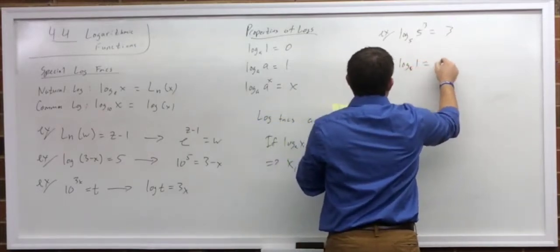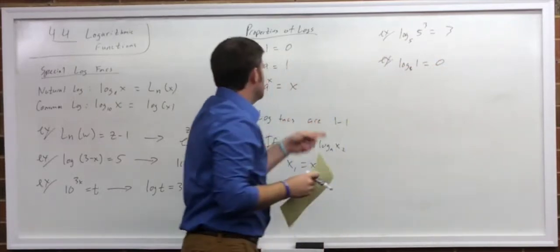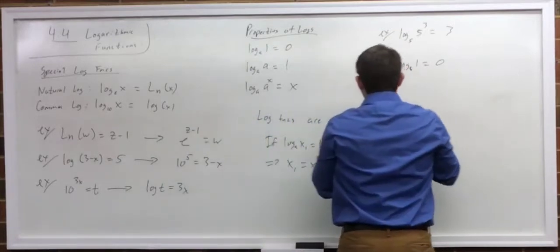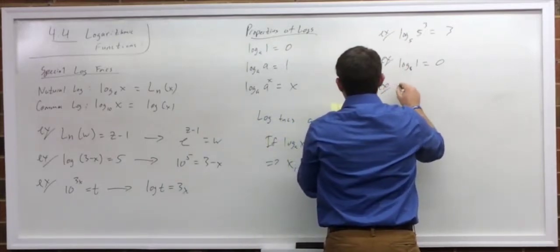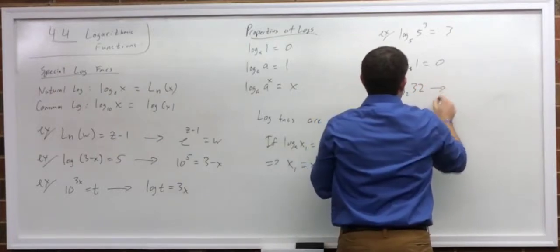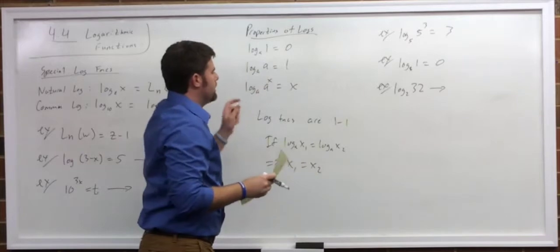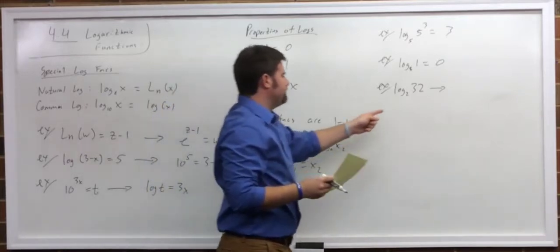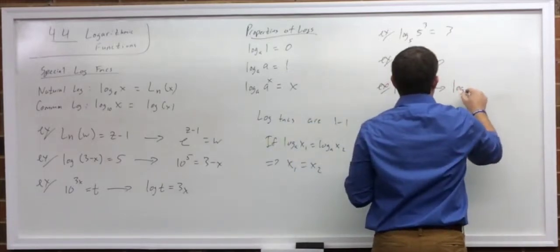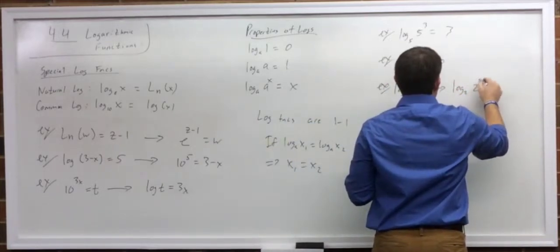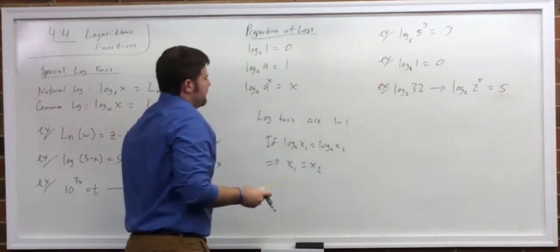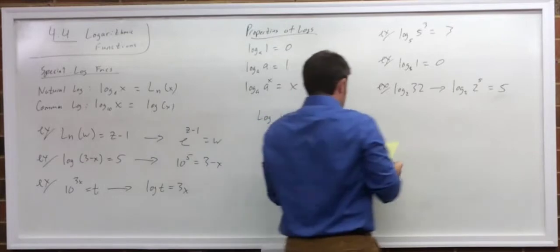Log base 8 of 1, well, we just said the log of 1 in any base must equal 0. For example, if we had log base 2 of 32, we want to simplify these as much as we can. I can rewrite 32 as 2 to the 5th, so this is log base 2 of 2 to the 5th. And now, without using our calculator, we know that equals 5, based on our rules.